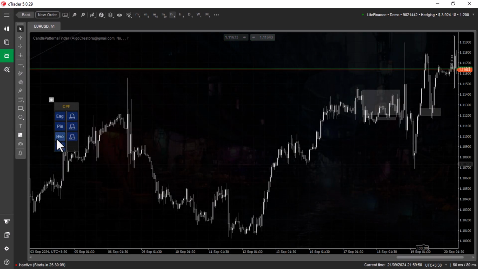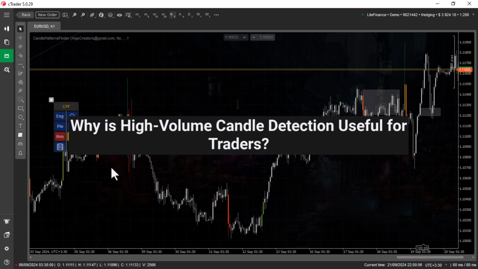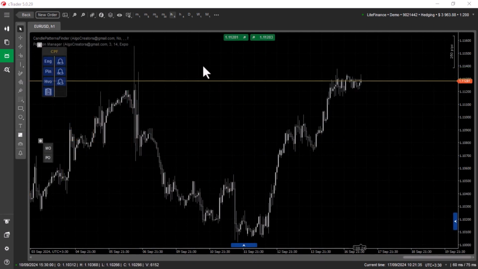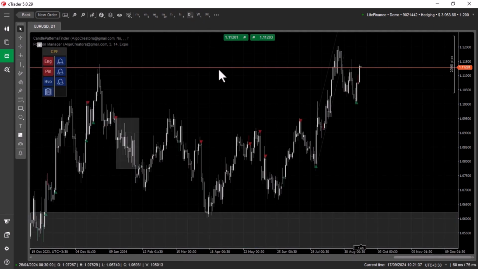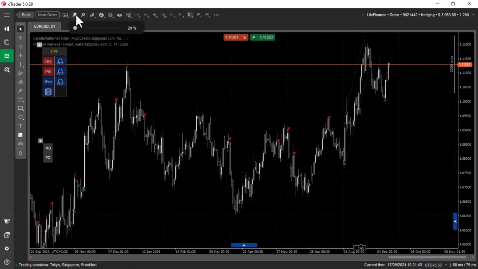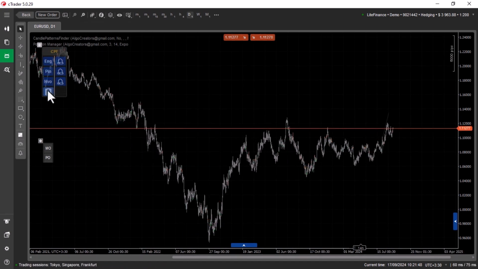When you select the HVO button, candles with high volume will be displayed on the chart. If the bell icon next to it is active, the indicator will notify you when such candles appear. Why is high volume candle detection useful for traders? Now I move on to high volume candles. Many traders overlook these candles, believing that the volume is not accurately reflected. However, we don't need the exact numbers, we just need to know which candles have high volume. Next, I'll show you a few examples of them.